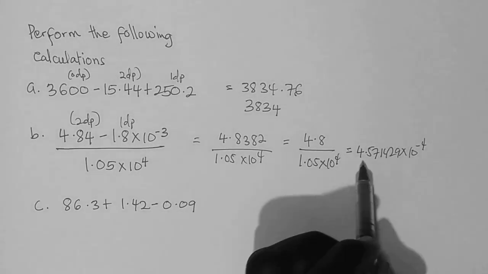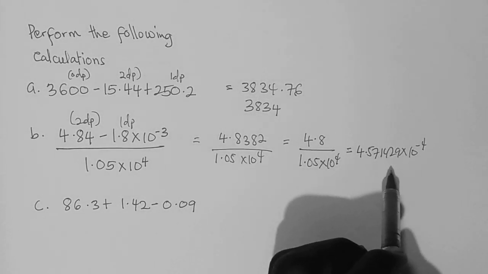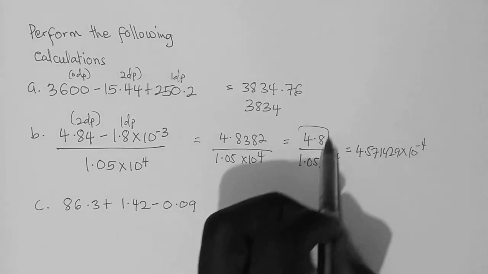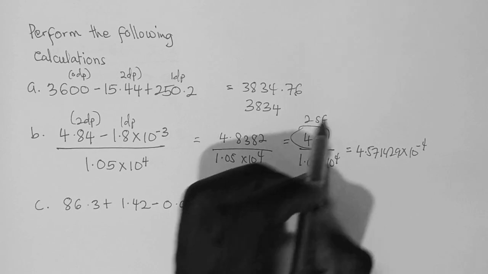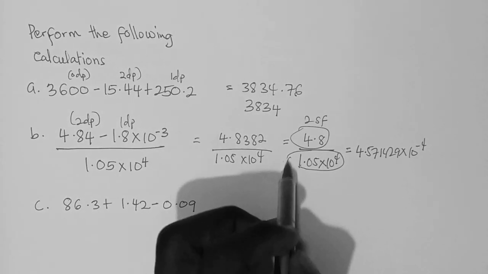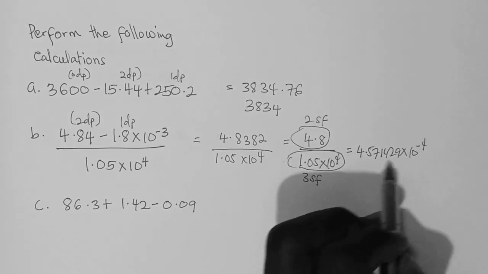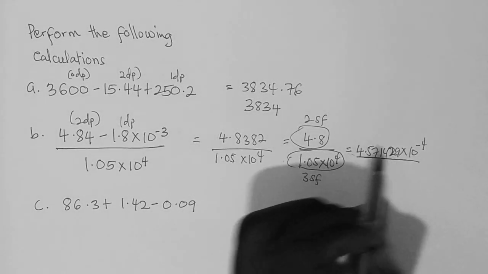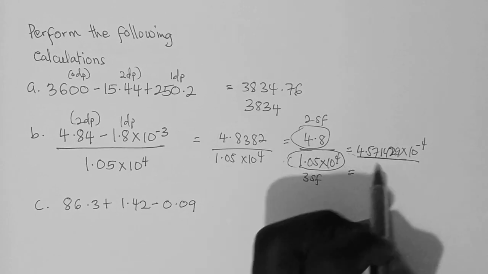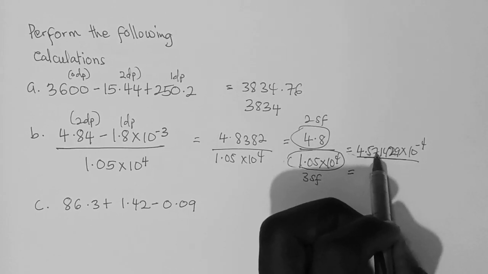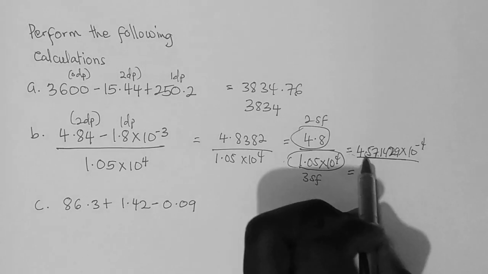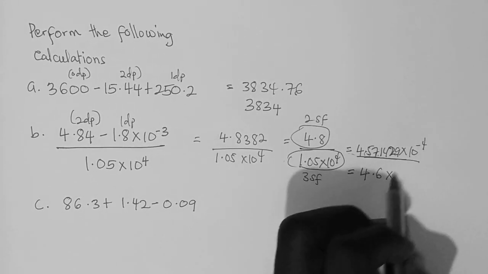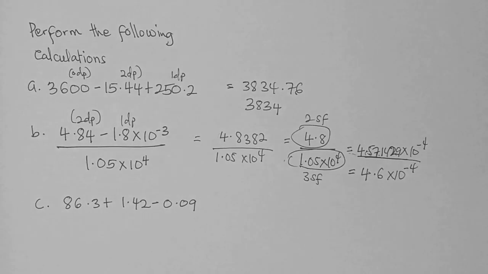So what we need to do is write this number in terms of the least number of significant figures. You see here it is 2 significant figures, and here it is 3 significant figures. Therefore, we need to write this number in 2 significant figures. After this 5, the 7 is greater than 5. Therefore, we need to add 1 to it. It's going to give us 4.6 times 10 exponent minus 4.